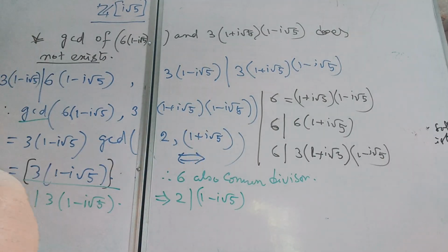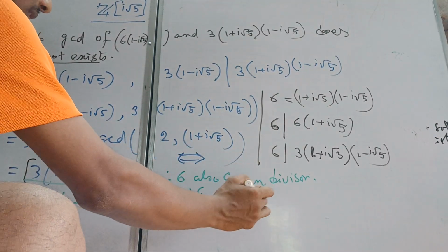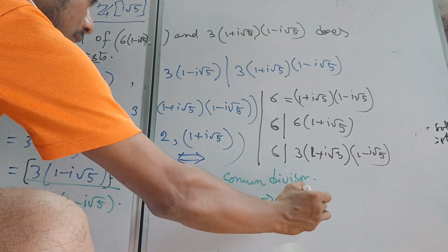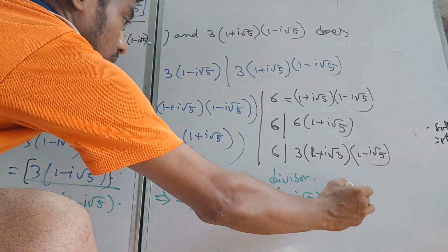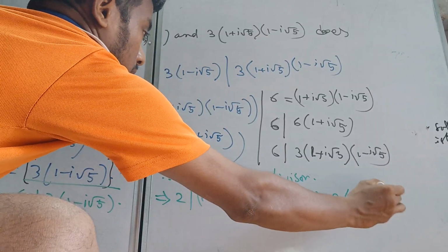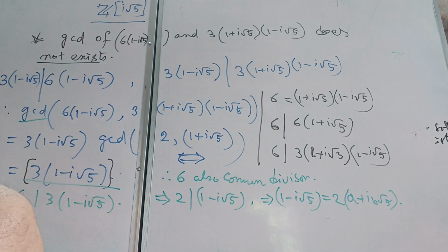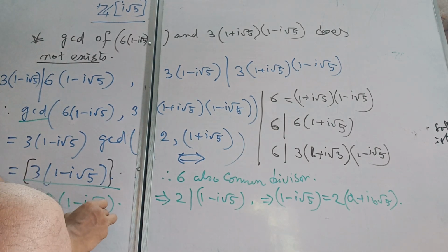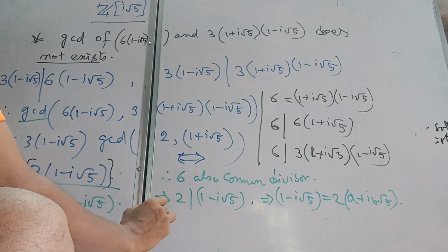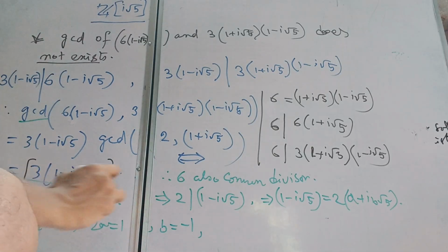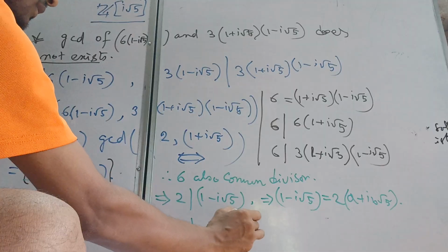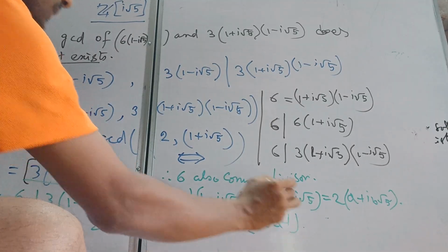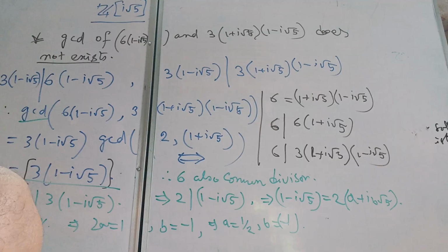Then this one implies what? This one implies 1 minus i root 5 equals 2 multiplied by a plus i b root 5, where a, b belong to Z. Then this implies that 2a equals 1 and 2b equals minus 1. That means a equals half and b equals minus half.